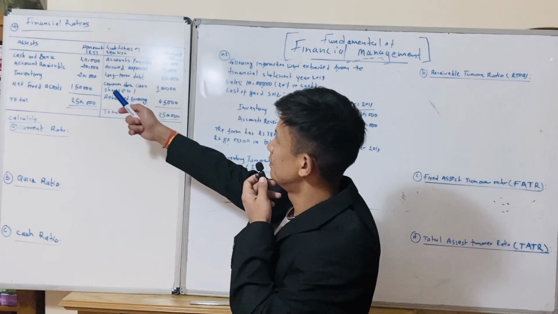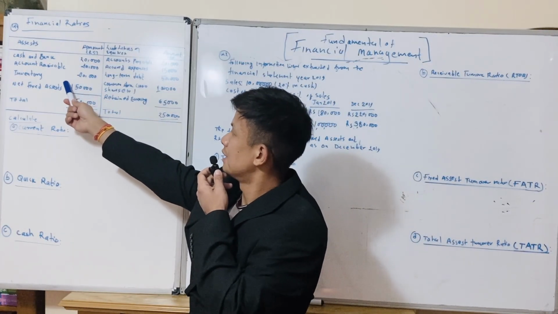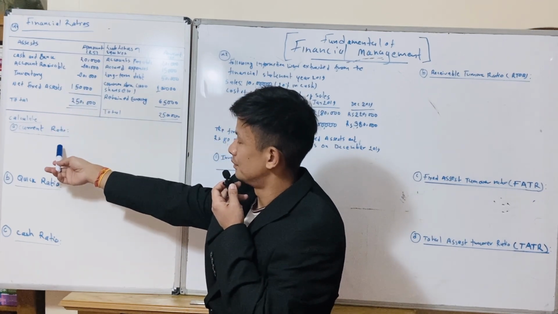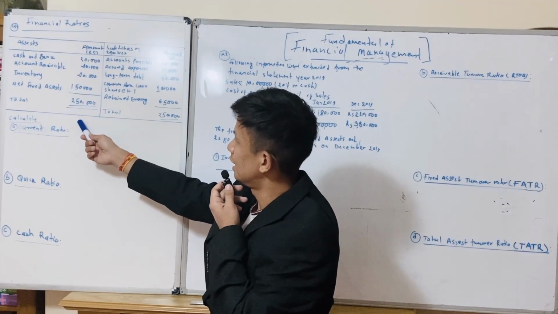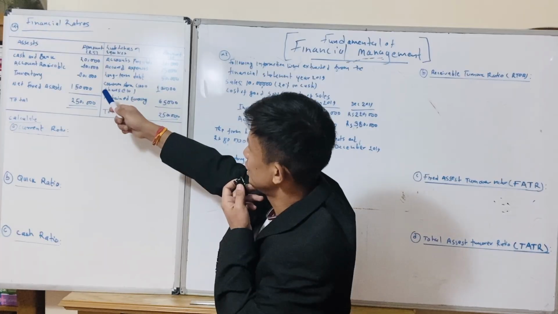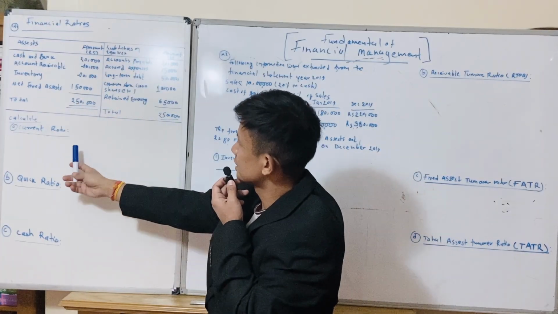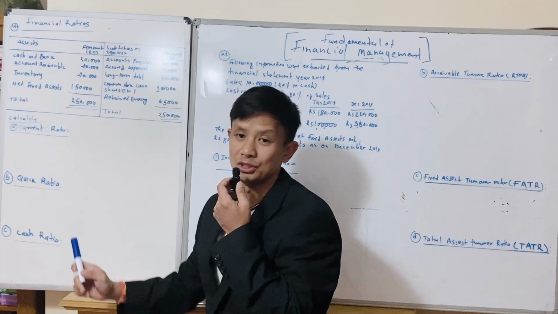In the exam, we will be given the financial statements, for example, the balance sheet. We will have to calculate the ratios from the balance sheet. In this question as well, we are given a small balance sheet, which has assets and liabilities. It is asking us for the current ratio, quick ratio, and cash ratio.